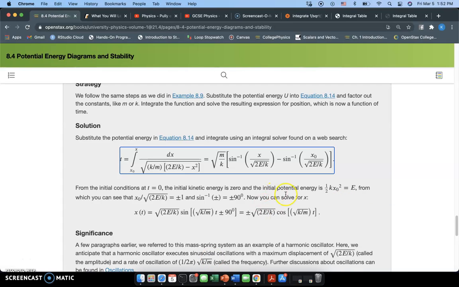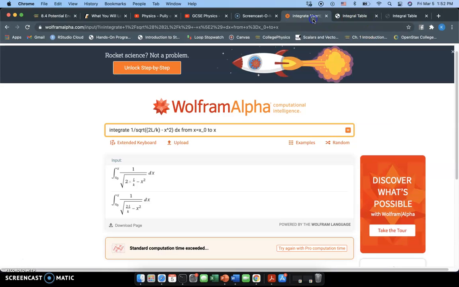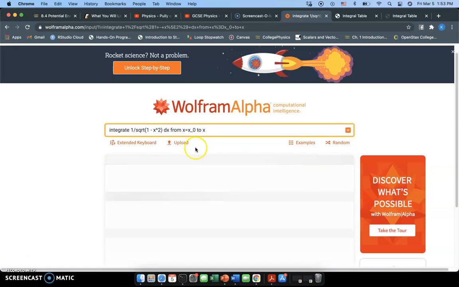All right, so this one was a little bit complicated, but I just wanted to give you guys another example of how to solve for your position function in terms of time. Okay, and a couple of resources. So again, Wolfram Alpha usually has some pretty good stuff. So if I do that, it might help.